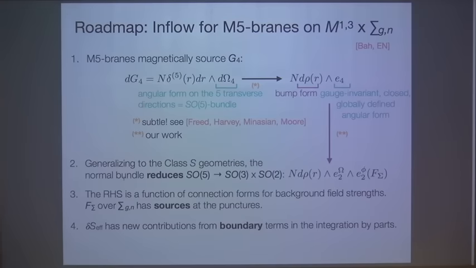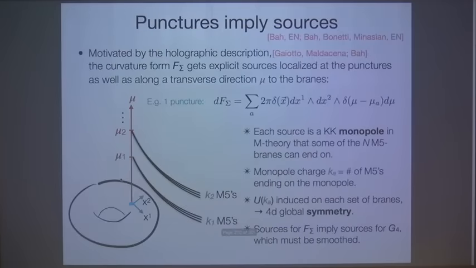This right-hand side is a function of connection forms for background field strengths over the 4D base and the Riemann surface. In particular, the connection form over the Riemann surface picks up sources at the locations of the punctures. Then the variation of the effective action gets new contributions from boundary terms in the integration by parts. The form of the sources is motivated by the holographic description.